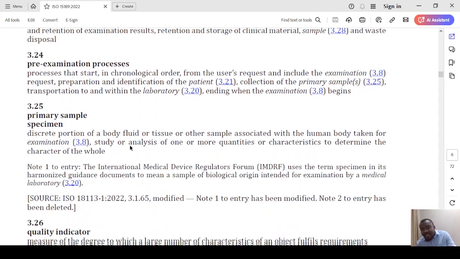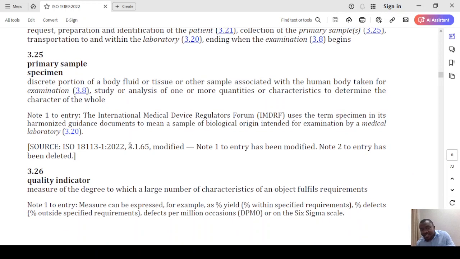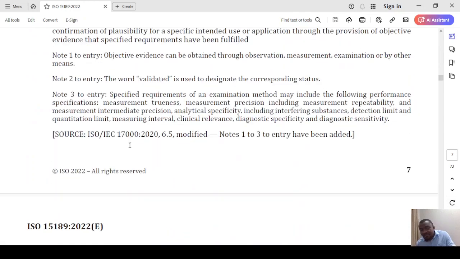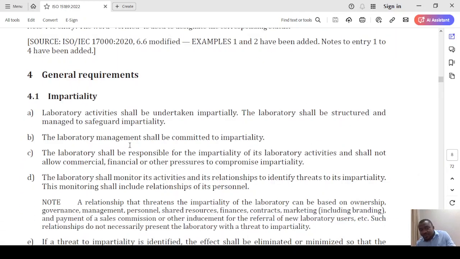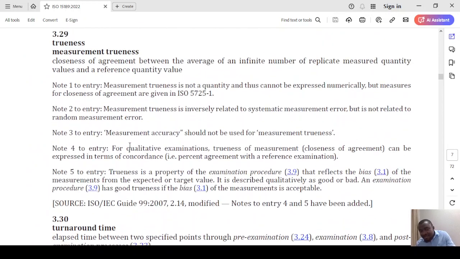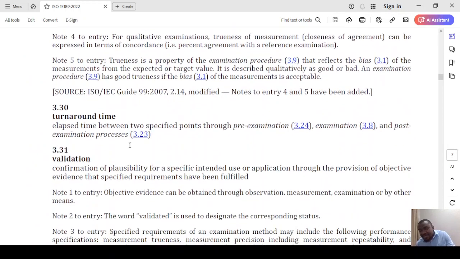Then we have the examination, and post-examination. All these we are going to tackle when we get to the individual clauses. So we shall still come back to look at these terms. But the one that I wanted to end with is turnaround time.